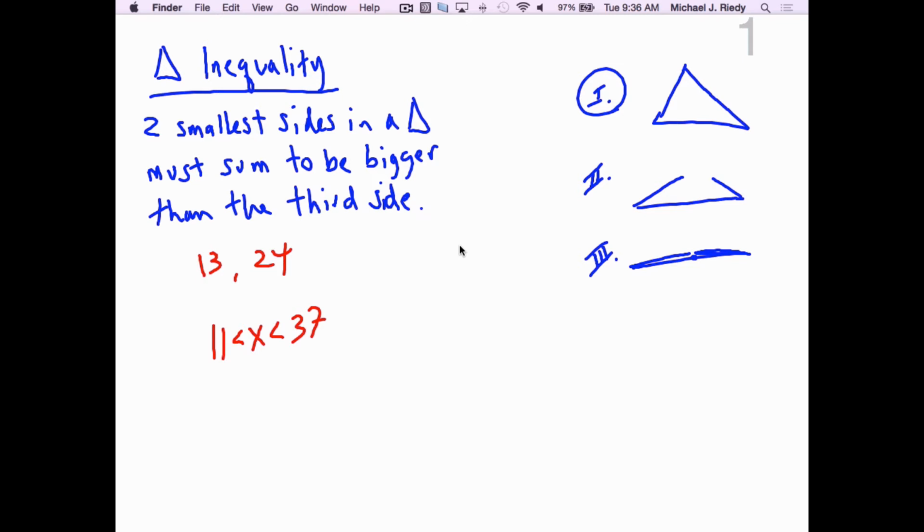It's 11 because 24 minus 13 is 11. Alright.